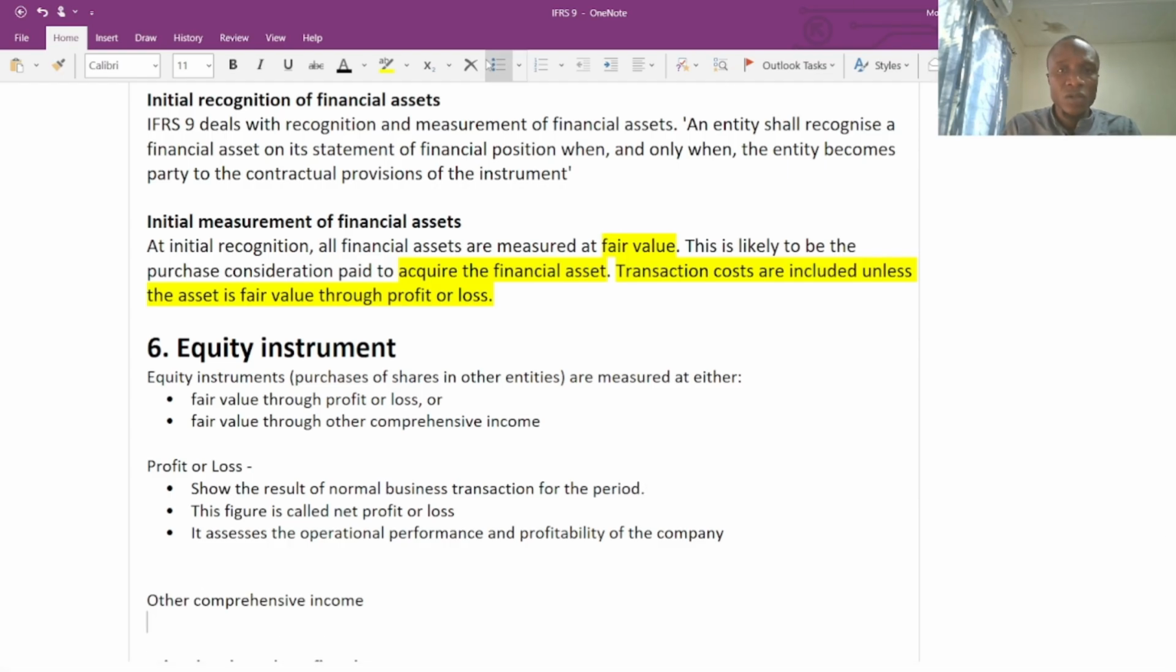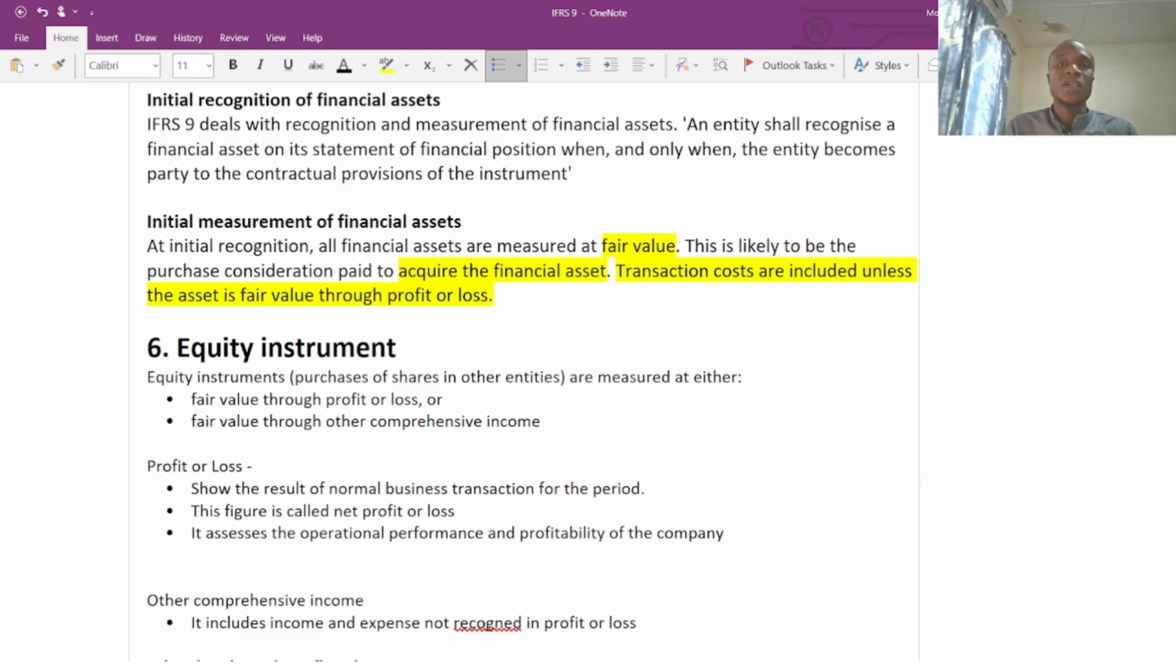So when we are talking about other comprehensive income, it includes income and expenses, very important point, not recognized in profit or loss.